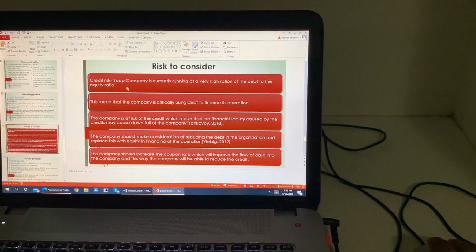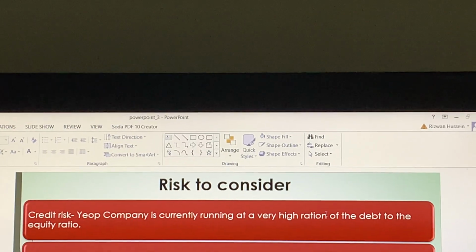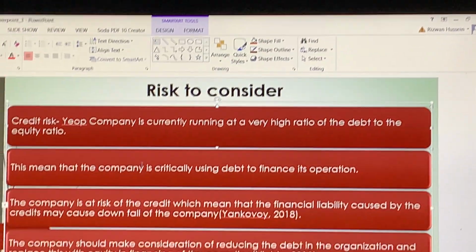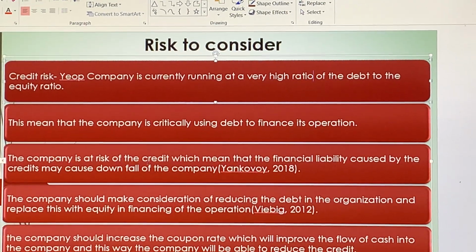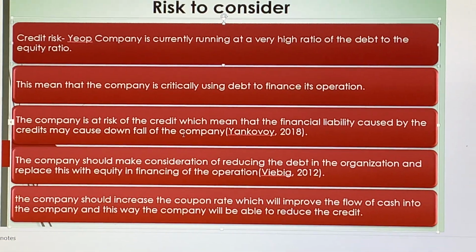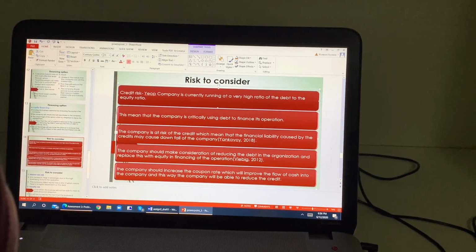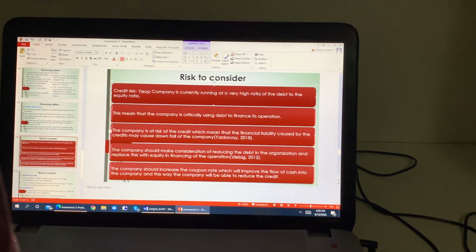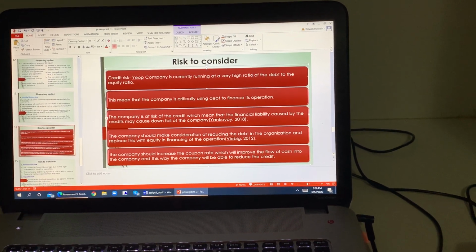So what are the factors to consider? The risk that we have to consider for the Yobs Beverage. So credit risk: your company is currently running at a very high ratio of the debt to the equity ratio. This means that the company is critically using debt to finance its operations. The company is at risk of the credit, which means that the financial liability caused by the credits may cause downfall of the company. The company should make consideration of reducing the debt in the organization and replace this with equity in financing of the operations. The company should increase the coupon rate, which will improve the flow of cash into the company, and this way the company will be able to reduce the credit.